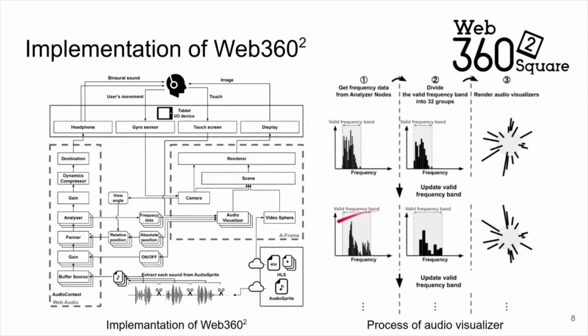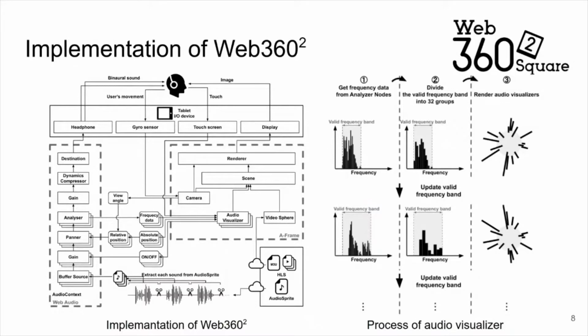The left figure shows the system implementation. This dashed border field represents the A-Frame process, and this field represents the WebAudio API. The middle field here is for connecting the two fields. The right figure describes the process of an audio visualization.